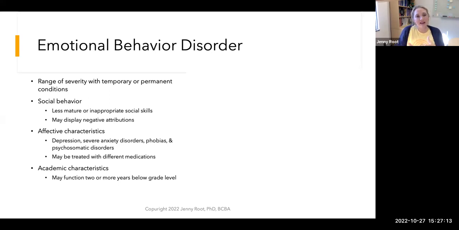Again, there are going to be some affective characteristics such as depression or severe anxiety disorder, phobias, and psychosomatic disorders that can be treated with different medications, but are often lifelong. Academically, they may function significantly below grade level. And therefore, many might leave school for a variety of reasons, not complete their K-12 education, and be in adult ed.